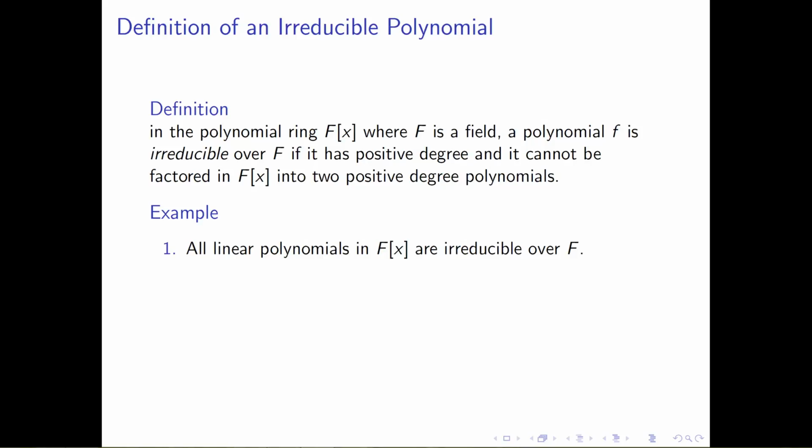If you have two positive degree polynomials and you multiply them together, each of them has degree at least 1. Their product will have degree 2 or higher. So anything that's a linear polynomial can only factor with one of the two factors being a degree 0 polynomial. That's not a positive degree, so that doesn't count.